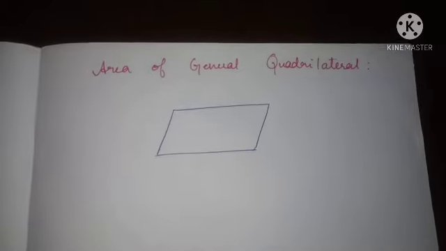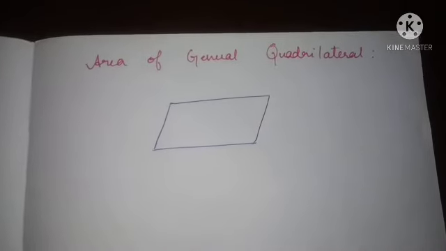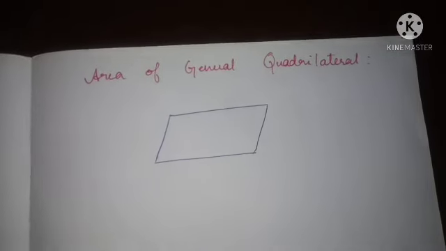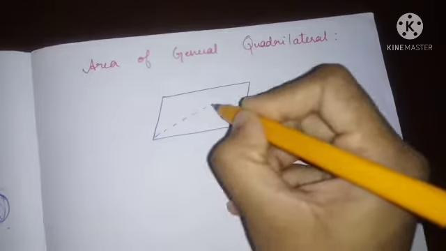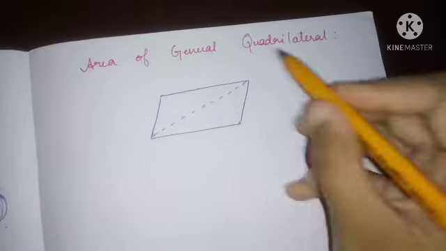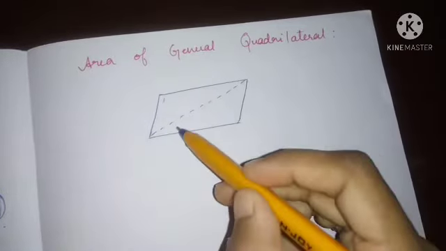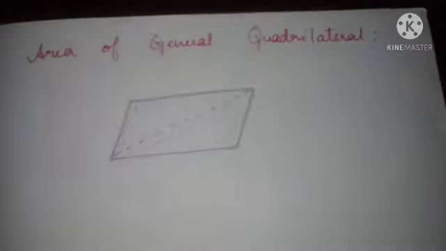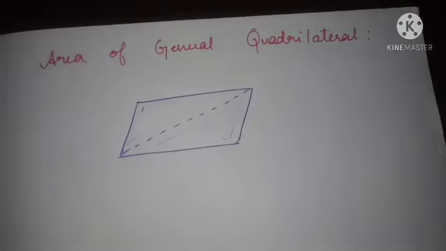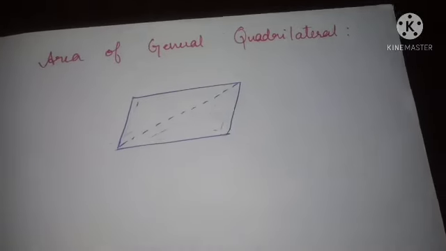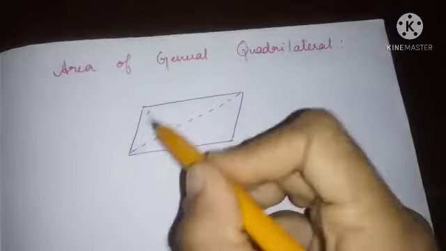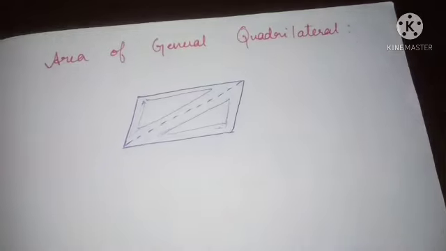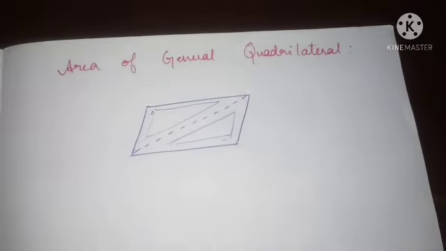If you want to find the area of this quadrilateral, you have to divide it into two triangles. I have divided this quadrilateral into two triangles. This is one triangle and this is one triangle. The area of a triangle can be easily found. So if you find the area of this triangle and this triangle, we can add those two, and you will get the area of this quadrilateral.